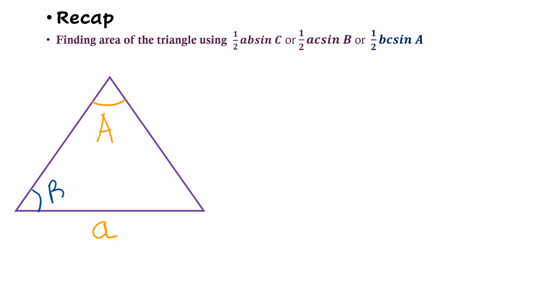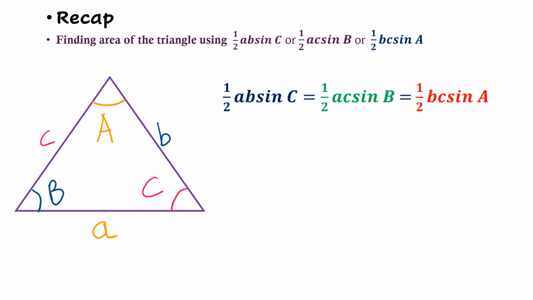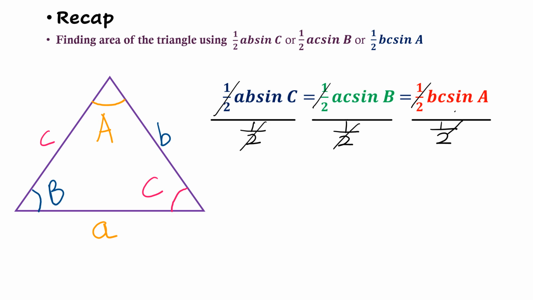If you look at the equations, half ab sine C equals half ac sine B equals half bc sine A, you'll see that half is the common fraction that appears in all. So we're just going to divide by half throughout, and let's see what happens. Yes, the half will be cancelled off because half divided by half gives you 1. So that will end up getting ab sine C equals ac sine B equals bc sine A.